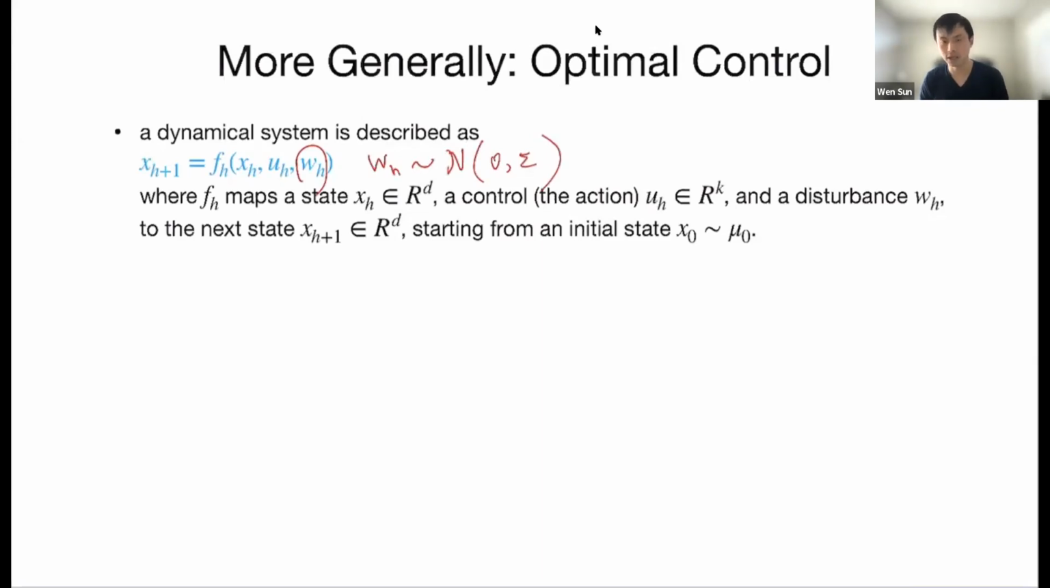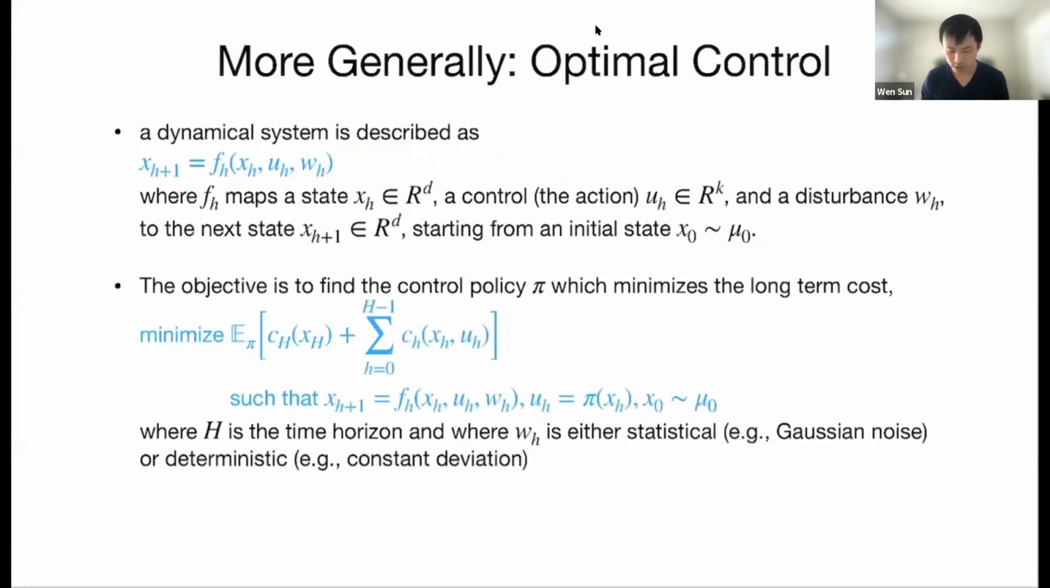This is actually a valid assumption in practice, because by the law of large numbers, if you have many uncertainty sources and you average them together, the uncertainty converges to a Gaussian distribution, right? That's why, in practice, people use Gaussian noise a lot.